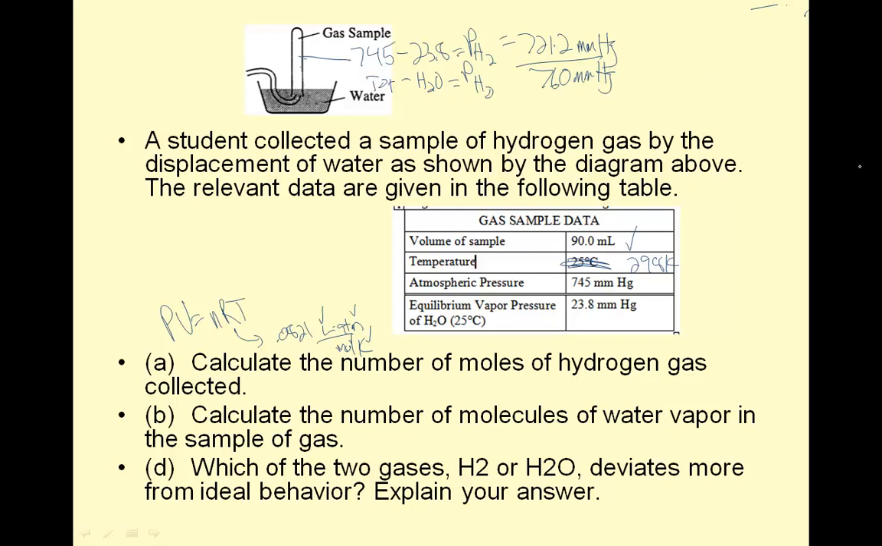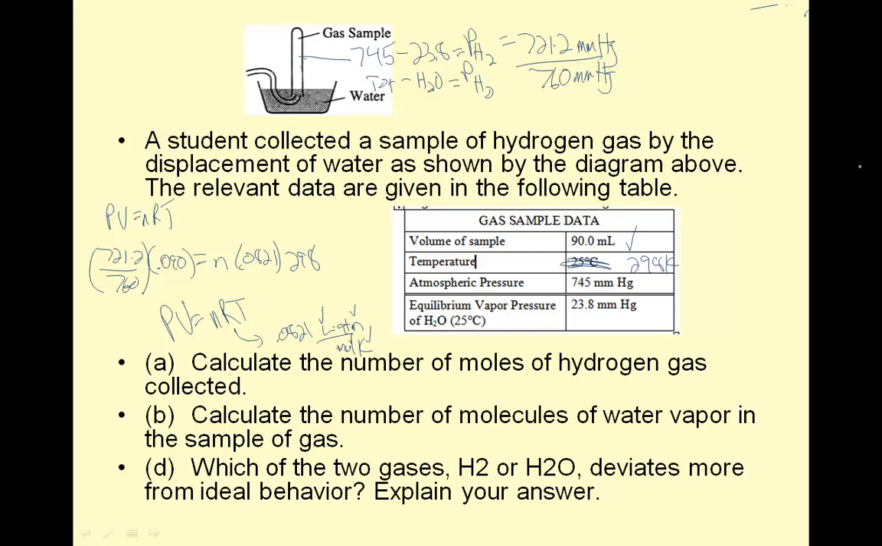Okay, so calculate the number of moles. So I'm going to do PV equals nRT. Pressure is 721.2 over 760, which gets me into atmospheres. The volume I have is 90 milliliters, that's 0.090 liters. Remember how R is bossy pants. n is our moles. R is 0.0821, and that's just a constant like pi that gets us the right answer. And our temperature is 298. Do that math and you get the answer.